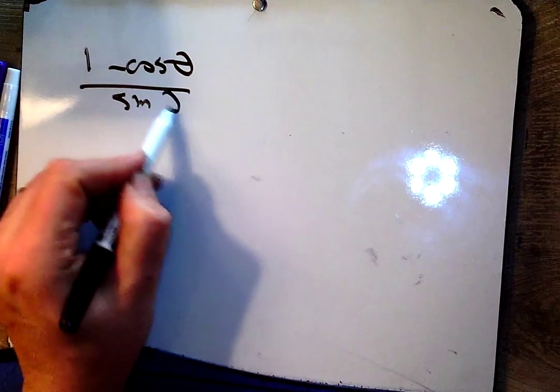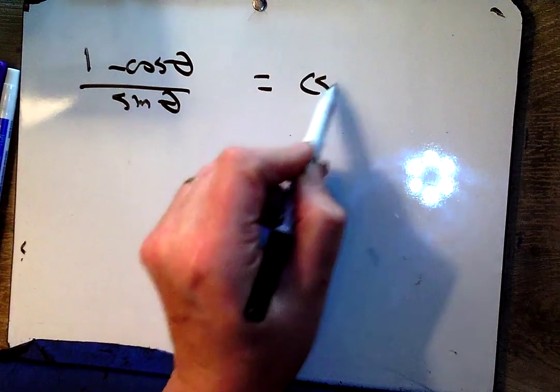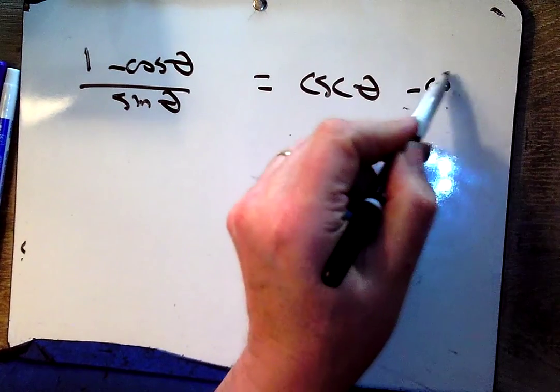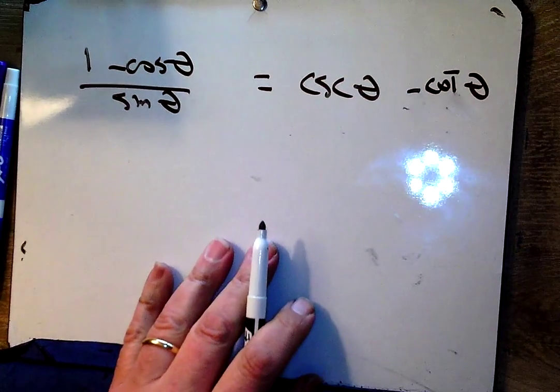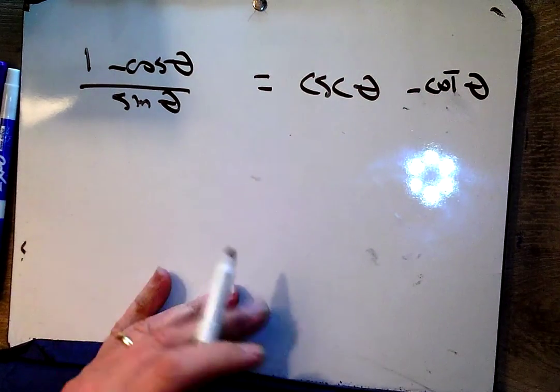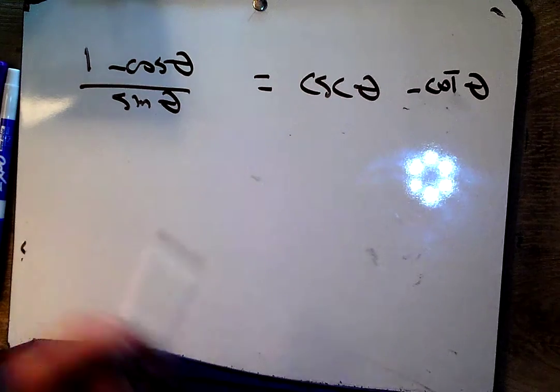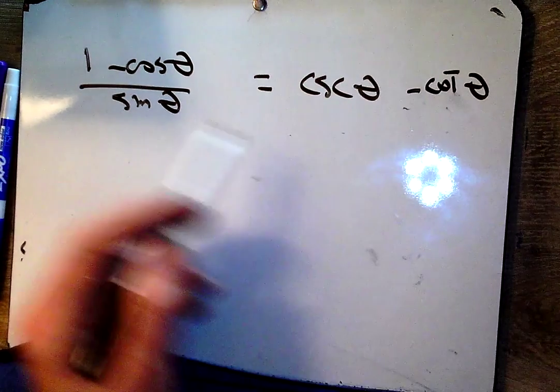Okay. How about this one? 1 minus cosine theta over sine theta equals cosecant theta minus cotangent theta. All right. And again, I want to ask the question, which side do you want to work? Well, we could work either. Let's start over here.